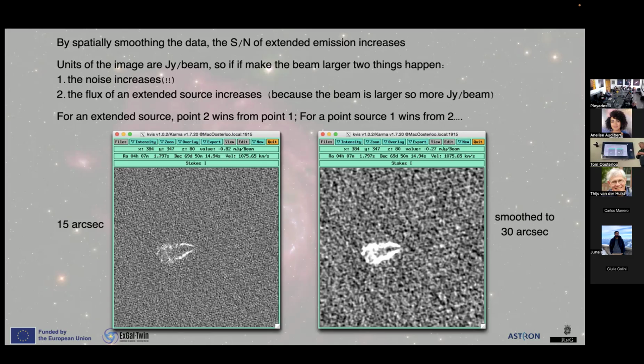As an introduction to the tasks, how do you do this? Well, the standard thing is that in H1 usually sources are extended. And in the radio data, if you smooth the data spatially, you improve the signal to noise of extended emission. One small detail in the radio data: if you smooth your data to lower resolution, the noise increases. Not decreases, increases.